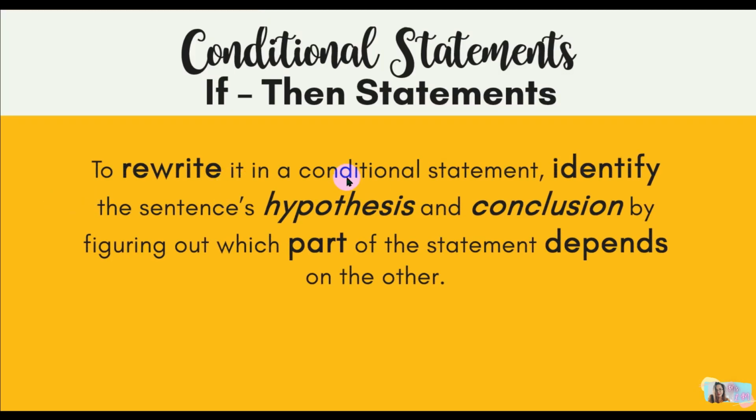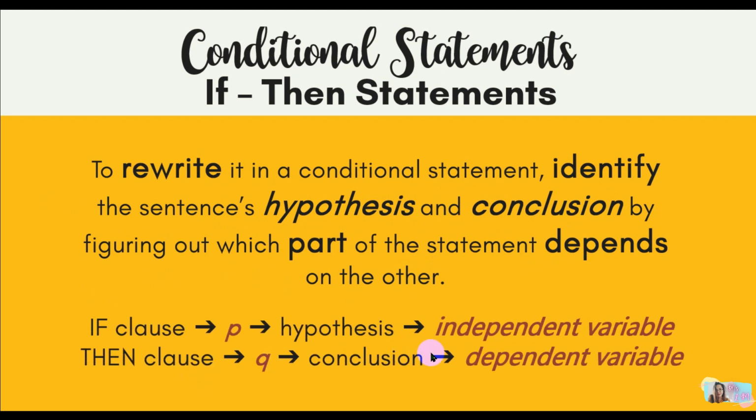So to write it in a conditional statement, identify the sentence hypothesis and conclusion by figuring out which part of the statement depends on the other. So that means what we have learned from independent and dependent variables can be applied here. The if clause or the hypothesis is the independent variable while the then clause or Q or conclusion is our dependent variable. Remember that, okay? Independent variable is our hypothesis and then our conclusion is our dependent variable.